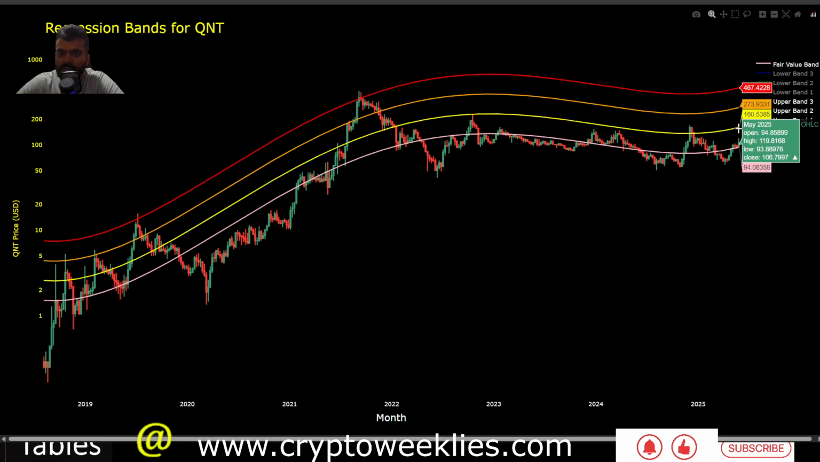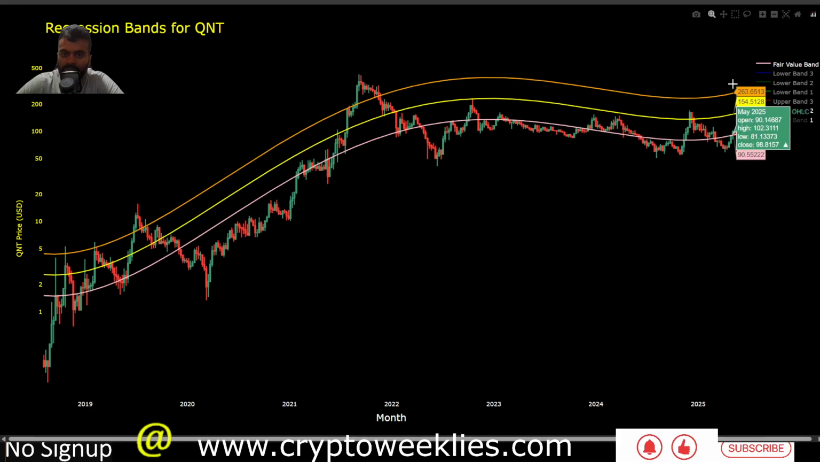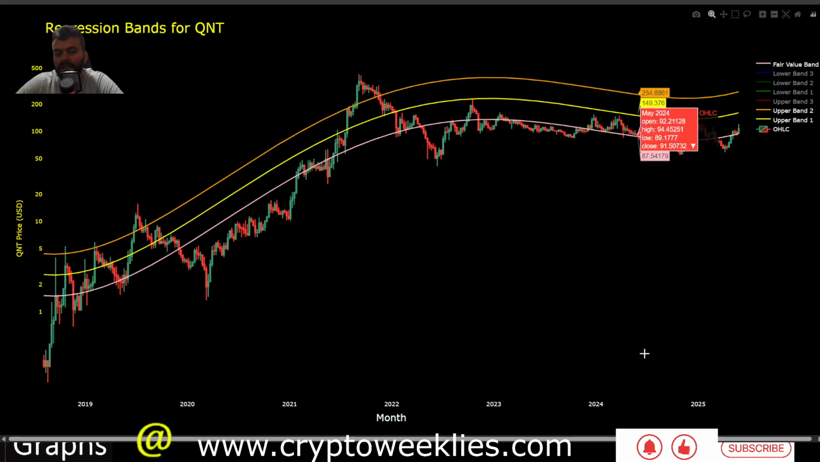So these levels in this bull run could be at around $160, then $270, and ultimately at around $470. So again, as the market cycle matures, or the asset class matures, getting the 3 standard deviation rally every single time becomes harder and harder. So realistically speaking, anything between $160 and $273, that's the regression based valuation.